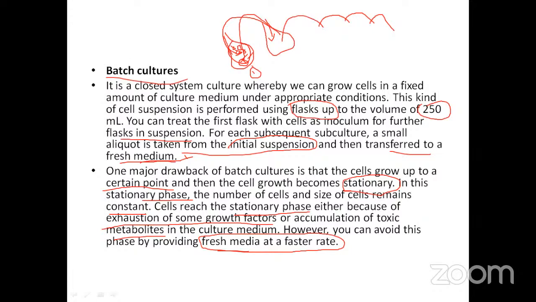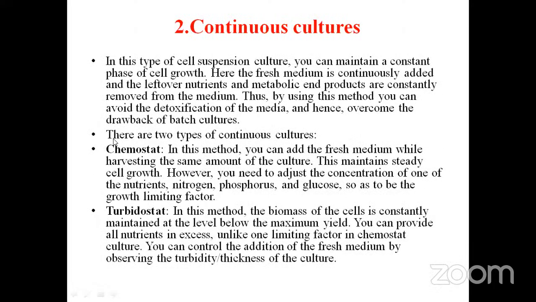And another method is, as I said just now, the continuous culture. Let's see the continuous culture. In this type of cell suspension, you can maintain a constant phase of cell growth. There is no rapid growth. That means in batch culture, first stable, rapid growth, stable, and again down. So this all happens in batch culture. But in continuous culture, the growth maintains a constant phase. The development is slow, at a constant rate. Here the fresh medium is continuously added, and leftover nutrients and metabolite end products are constantly removed from the old medium.